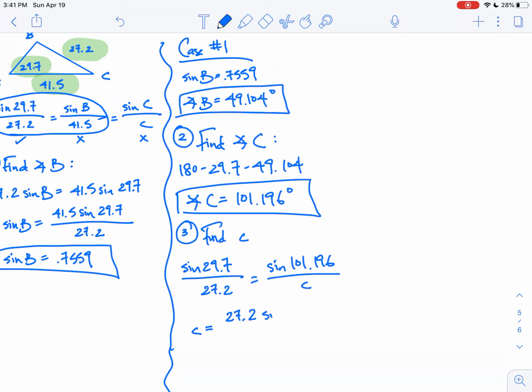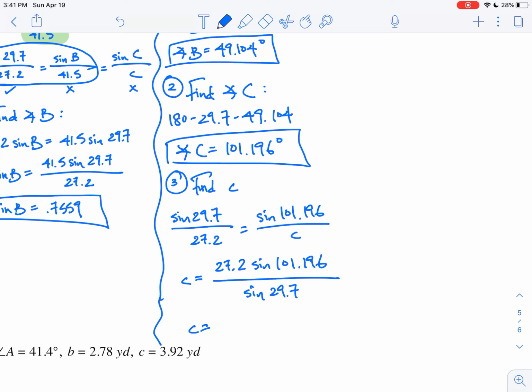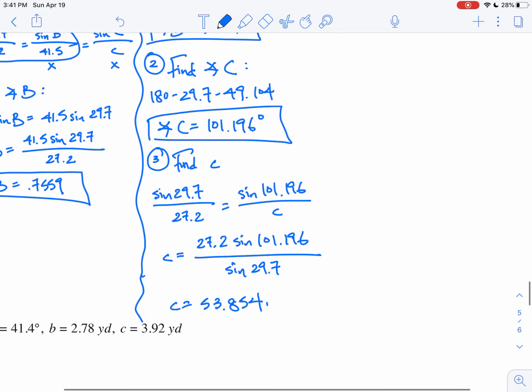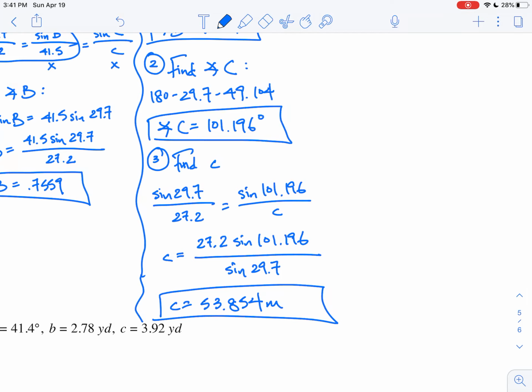So I'll have 27.2 sine 101.196, but then I'm dividing by the thing I multiplied c by. And when I put this into the calculator, let's see what we get. And we get a c of 53.854. And do we have units for this? We do. It's meters. So that is our third side, okay?